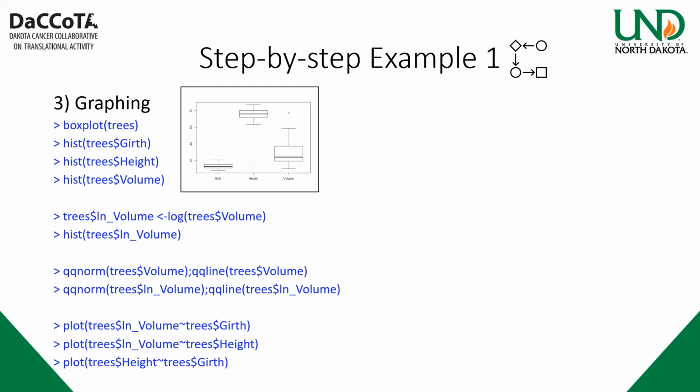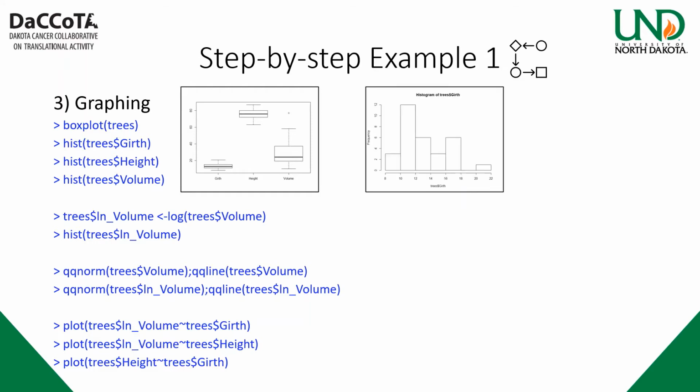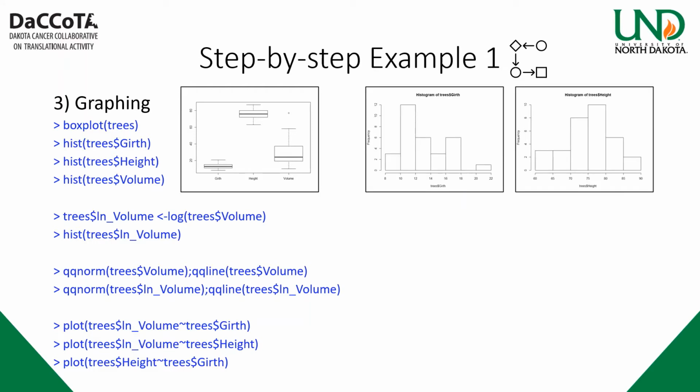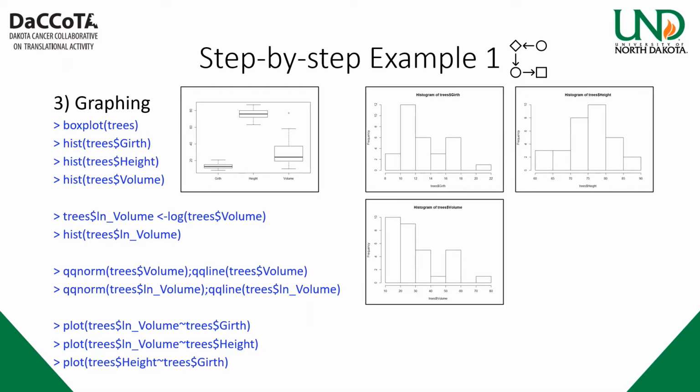So let's look at histograms to check normality. For girth, it's not great, but it's not too bad, and height is quite a lot better. And really, when it comes to normality, we don't need to worry too much about the predictor variables, or the x variables. We really need to worry about the y, the dependent variable.